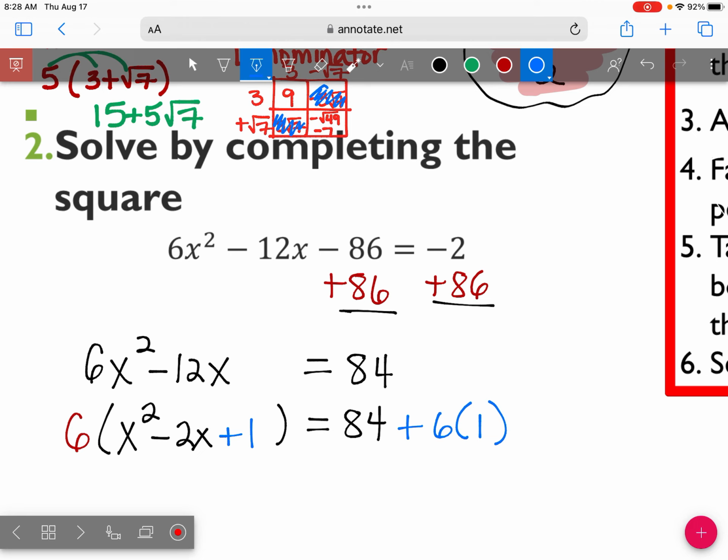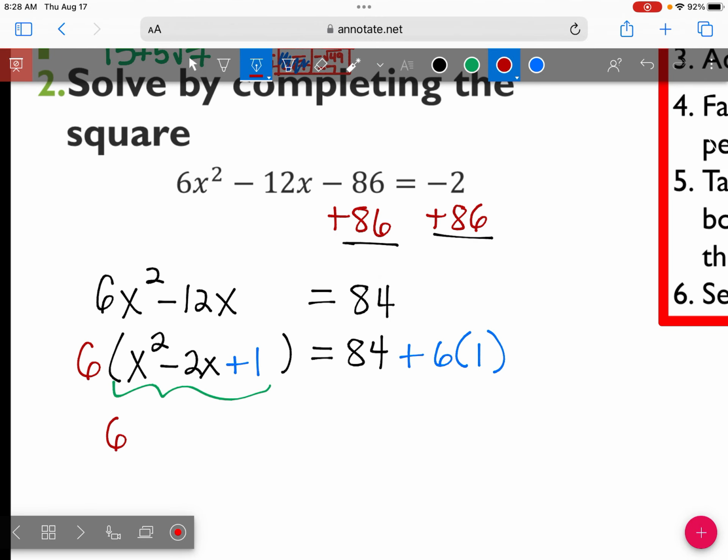Yes, because when you square a number, it is always positive. All right, so now we're going to factor this down. So we have 6, and then it's x minus 1 squared equals 90.